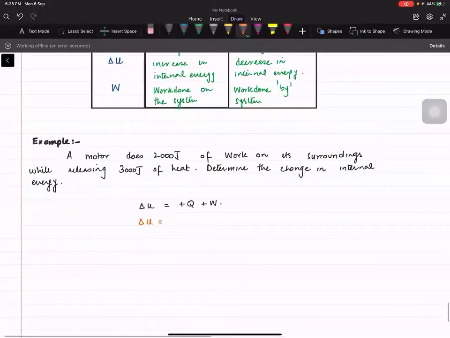So what we're going to do is, you see, this is the internal energy equation. Up there, the work is done on the surroundings. That is, the motor is the system which is doing work on the surroundings, which means the work is done by the system. So you have to add minus 2000 here. While releasing 3000 of heat, which means heat is going out of the system, you have to add minus 3000 here. So when you add it, the total change in internal energy is going to be minus 5000 joules, which means internal energy will decrease by 5000. Is it clear?